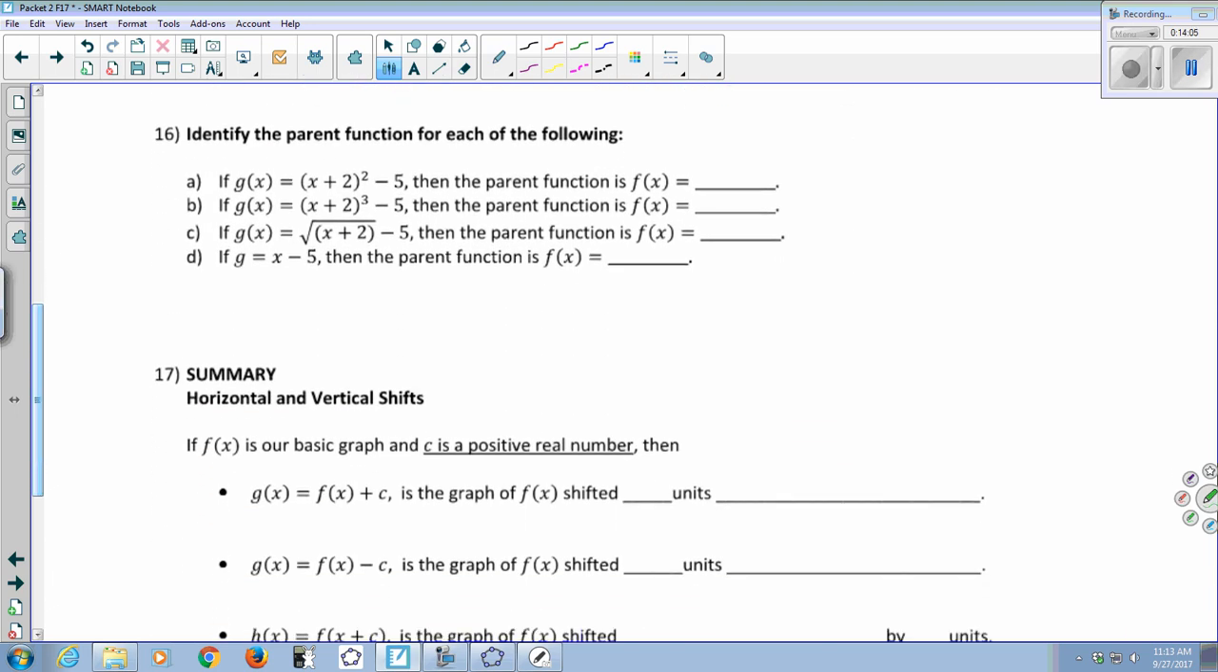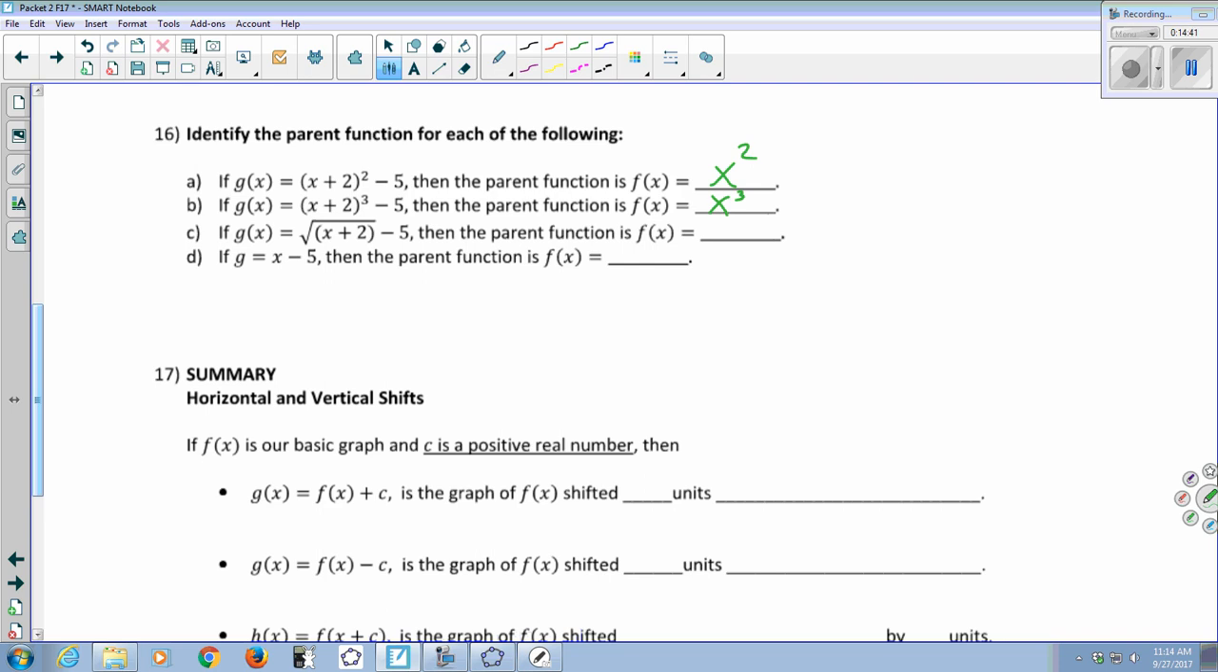Okay, I'm going to practice identifying parent functions here. So here the underlying parent function is going to be x squared, and then you can talk about transformations. That plus 2 that's on the inside would mean you move left 2, and the minus 5 that's on the outside would move down 5. Okay. If you look at the next function, it looks very similar, except what we're transforming is x cubed. Right, you would start with x cubed and then move it left 2 and down 5.